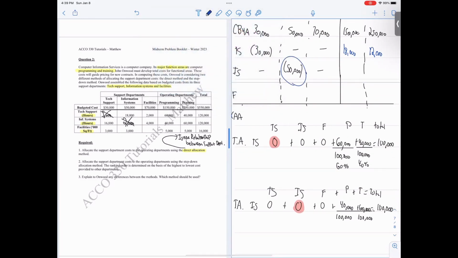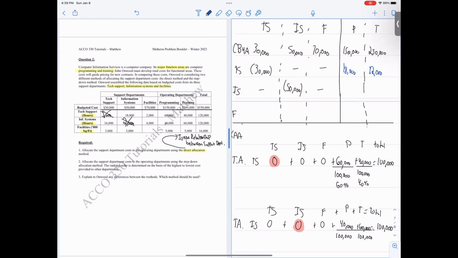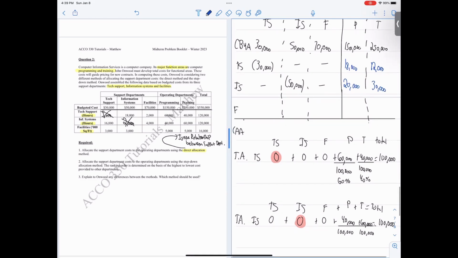So if the total information systems cost to be allocated is 50,000 and programming uses 40 over 100,000, so in other words, 40%, then they should be responsible with the burden of $20,000 in cost. Okay, then information systems has $50,000 in cost, and then training uses 60 of the 100,000, right? 60 of the 100. That means training should take the burden of $30,000 in cost. Okay, that's where you're at so far.